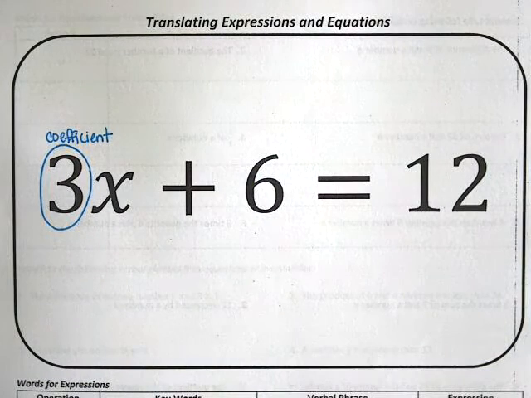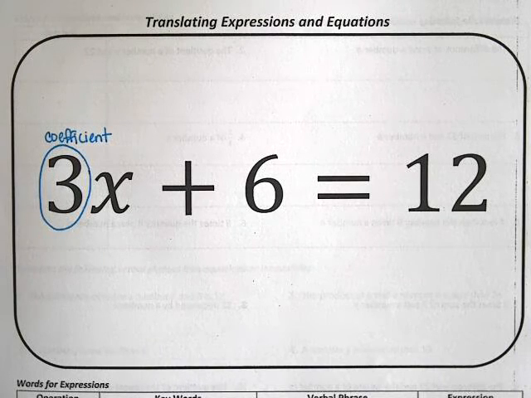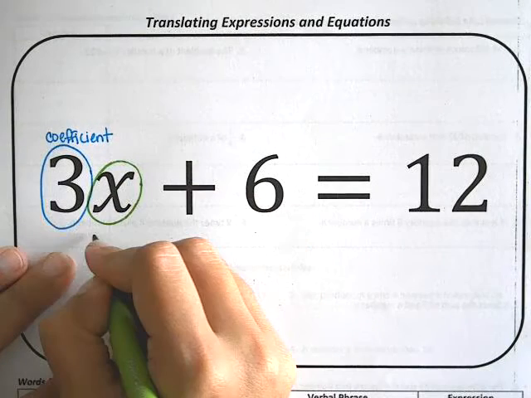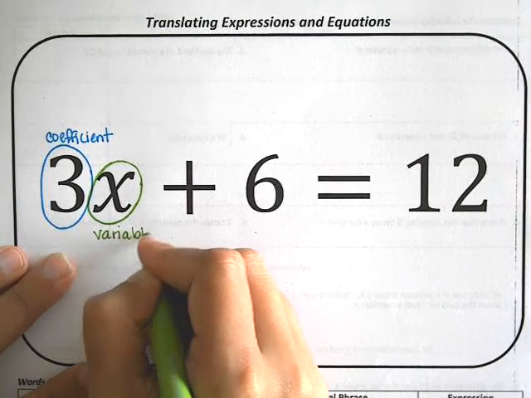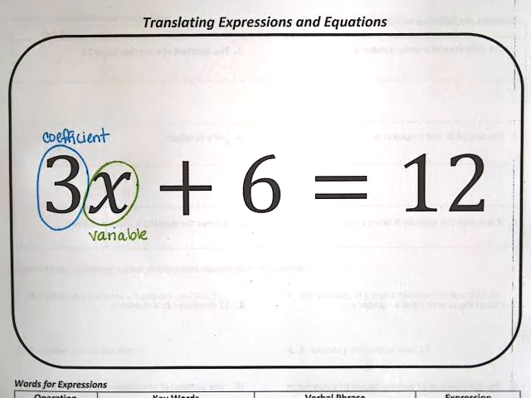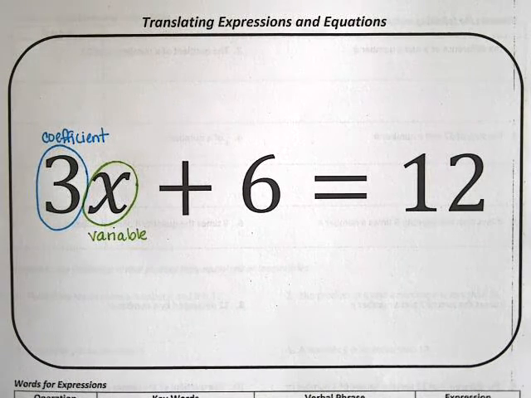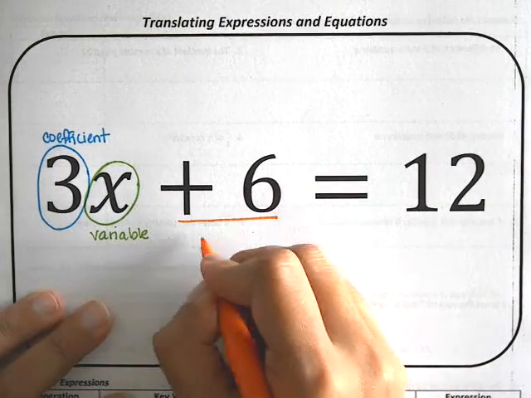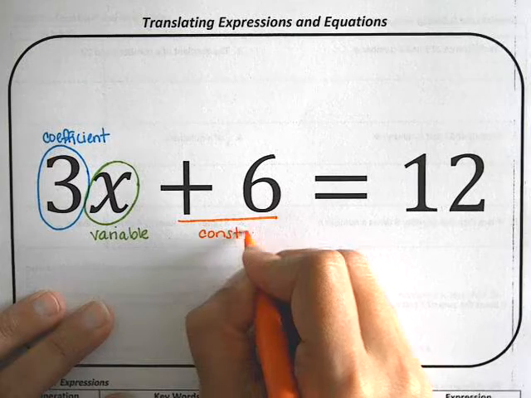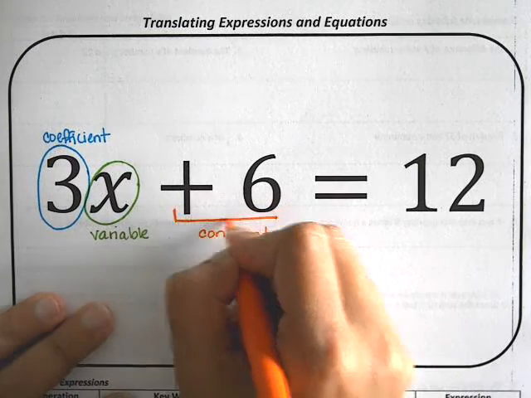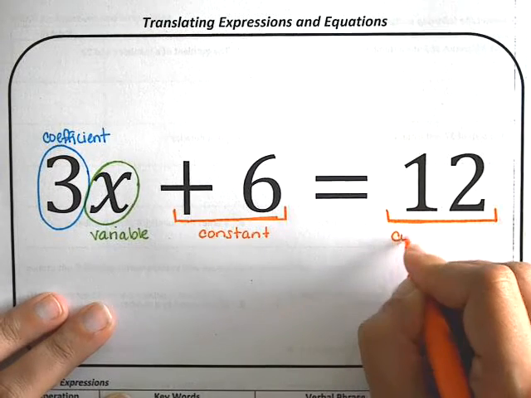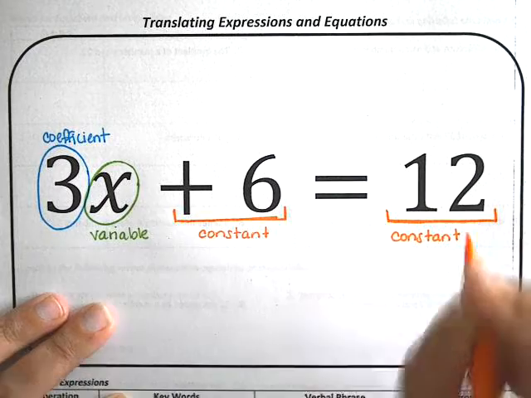Now, when I was explaining that, I used the word variable. A variable is a letter used in an algebra problem to represent a number. So this would be a variable. Anytime we have a number that is not attached to a variable, we call it a constant. So in this problem, the positive 6 would be a constant, and the positive 12 would be a constant. They are not attached to variables.